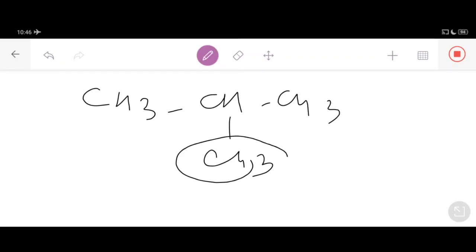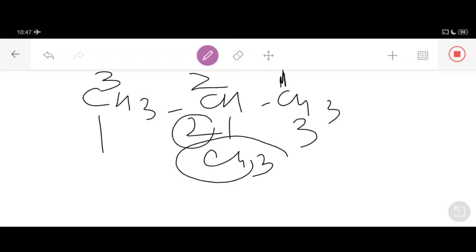Here, whether we number the carbon chain from left to right or from right to left, the methyl group gets the same number, my dear students. So we have to number from this carbon: carbon number 1, carbon number 2, carbon number 3. The moment we number from this side, 1, 2 and 3, this methyl group gets the second number. From this carbon, this methyl group also gets the same number. So it's up to us from which side we number the carbon chain, my dear students.